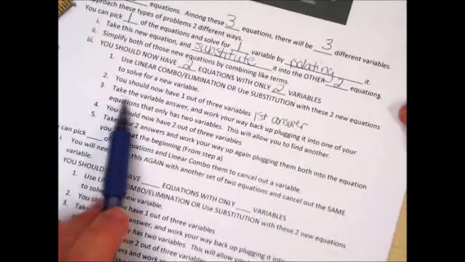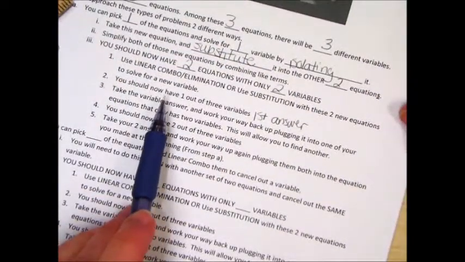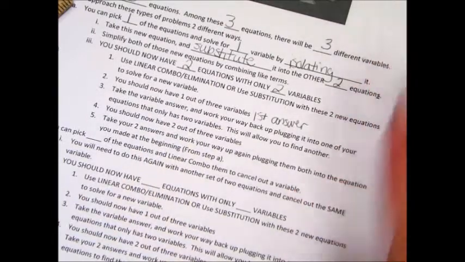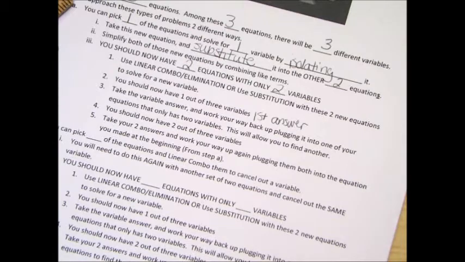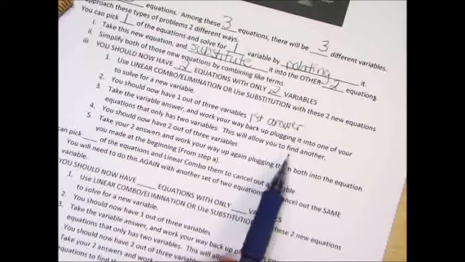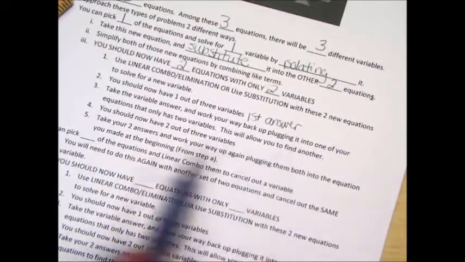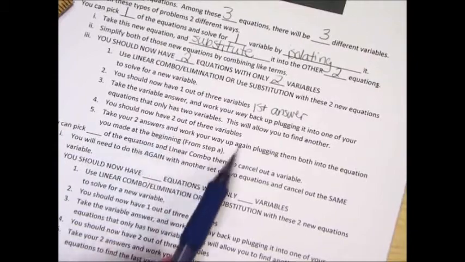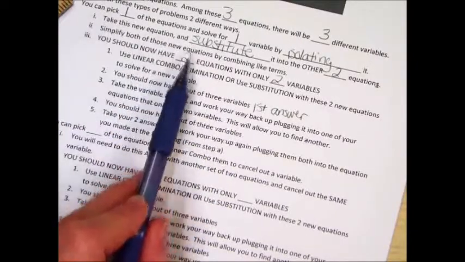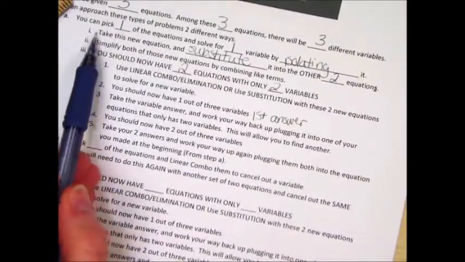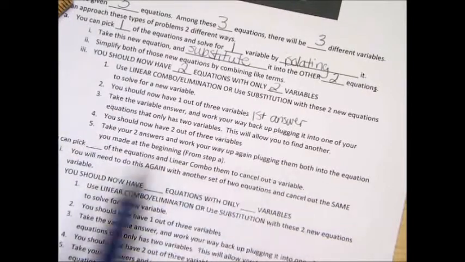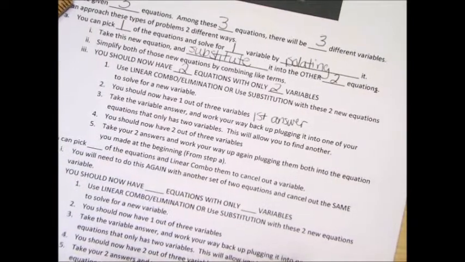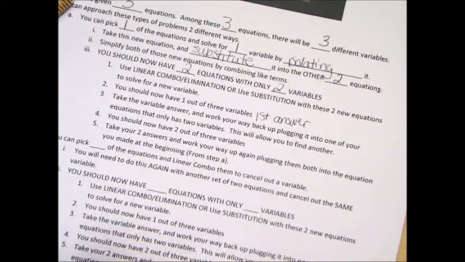Step 3, you will take the variable answer from step 2, work your way back up the problem, and plug it into your other equations that only have two variables. After you do this, you'll find another answer. Now you have two answers. Then you're going to work all the way back up to step A, and plug those both into the beginning. And then you'll have all three.